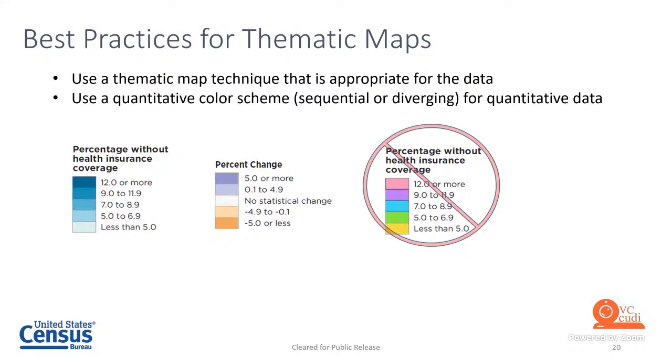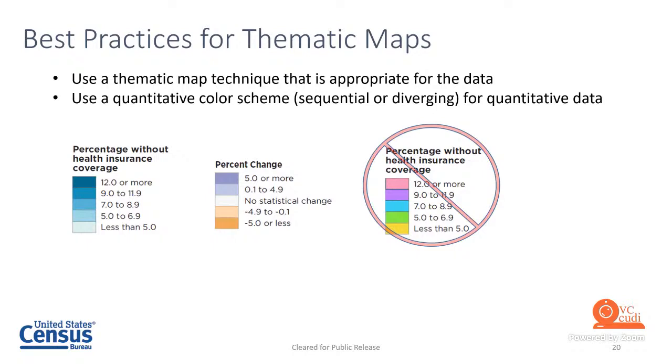Okay, so now we'll talk a little bit about some best practices for thematic maps. First, we want to make sure that we're using a thematic map technique that's appropriate for the data. And when we're mapping quantitative data, we want to make sure that we use quantitative color schemes. So the legend on the left here, which shows percentage without health insurance coverage, is using a sequential color scheme. This is an appropriate color scheme for a quantitative map as the class progresses from lighter colors for the lower values to darker colors for the higher values.